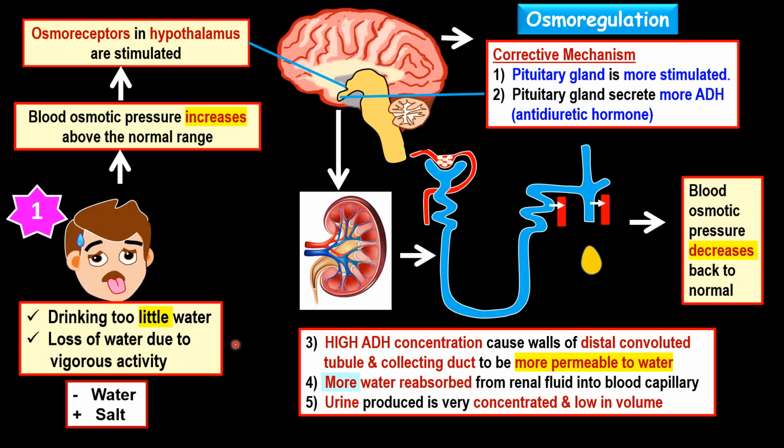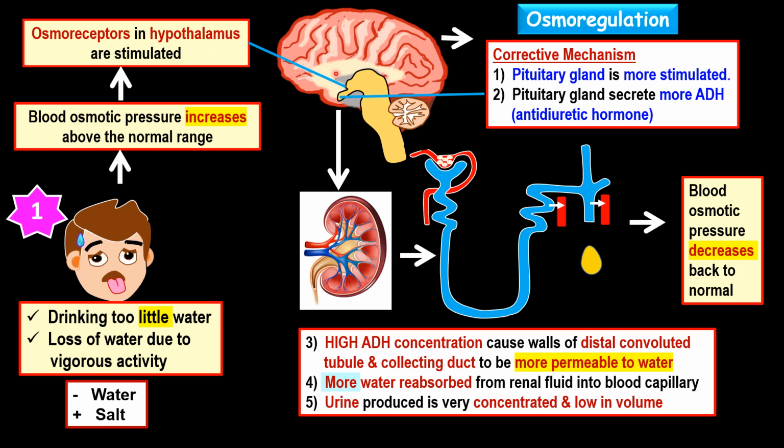All right, this diagram shows you what happens. Now, let's say you drink too little water, or you carried out some vigorous activity and lost a lot of water through sweating. So your blood osmotic pressure increases above the normal range because you have lost a lot of water and the concentration of salts in your blood has increased. When the concentration of water in the blood decreases, the concentration of salts will increase, and this will cause the blood osmotic pressure to increase in tandem with the increase in concentration of salts in the blood. Then the osmoreceptors in the hypothalamus detect the change, because they are the receptors that can detect changes, and they will be stimulated.